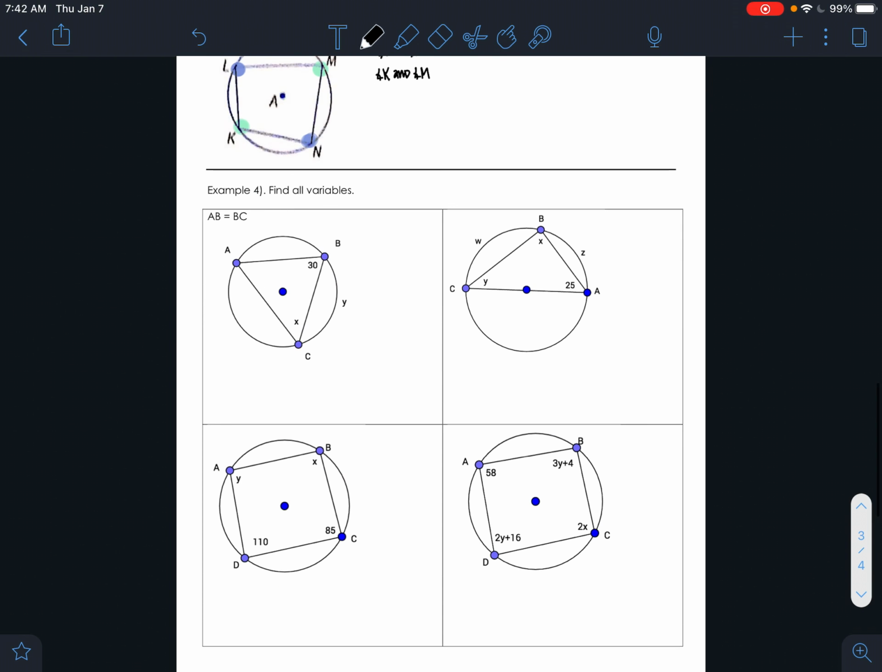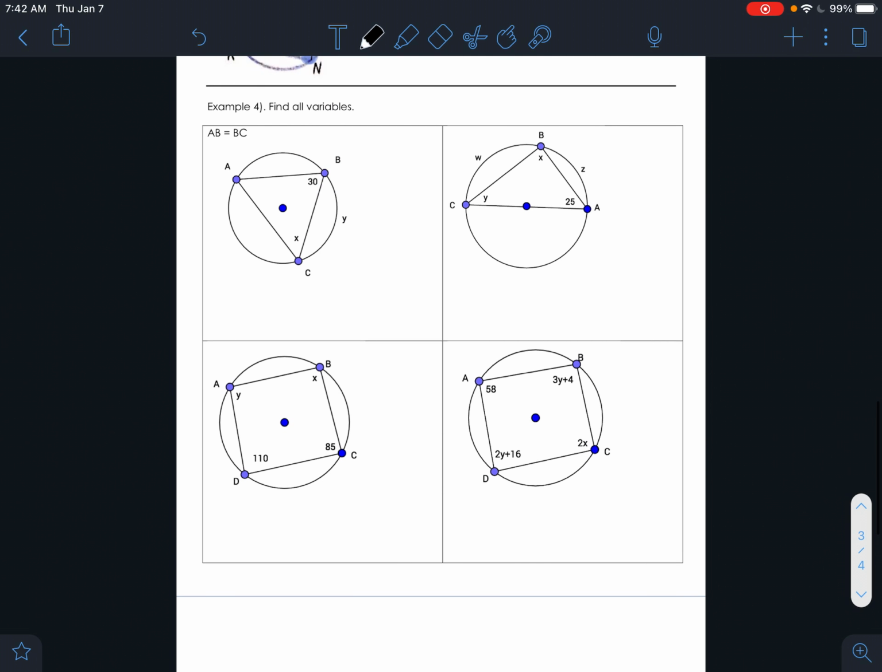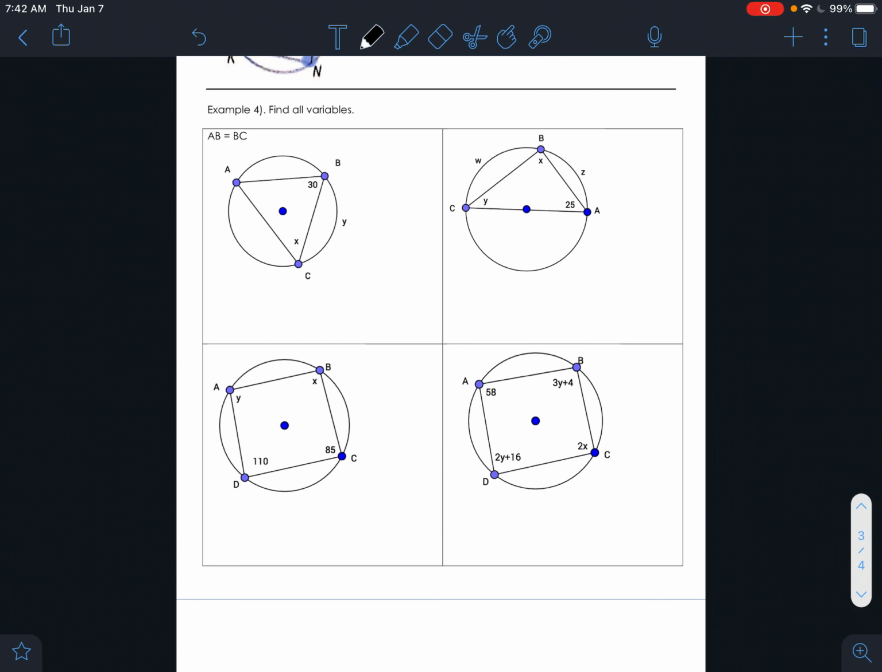Okay, so I'm going to pause here, and then we're going to work through these examples, and we'll go from there.